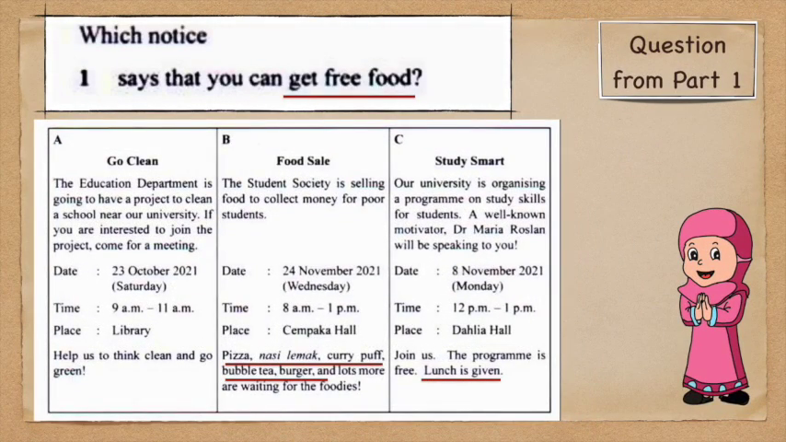Students, let's look at question number 1. Which notice says that you can get free food? If you go to notice A, there's no underlined keywords, so there's no answer for that. In notice B, the underlined keywords are pizza, nasi lemak, curry puff, and so on. However, it's not stated that you can get them free.